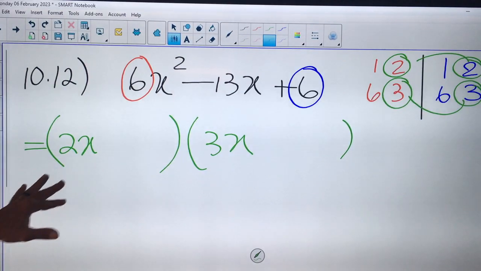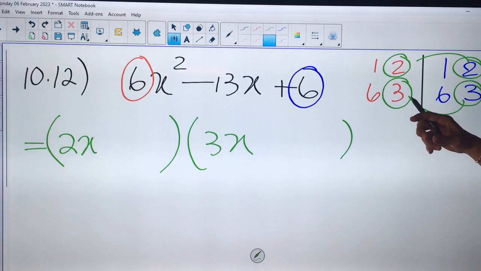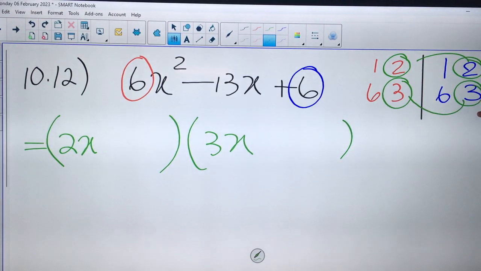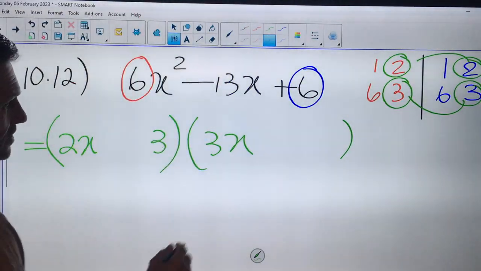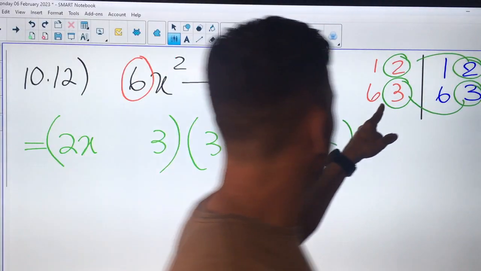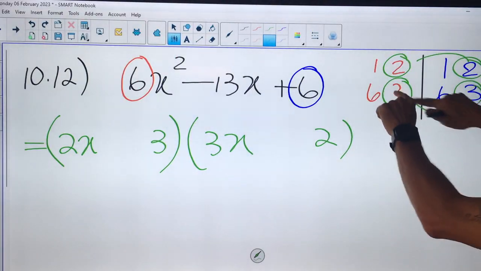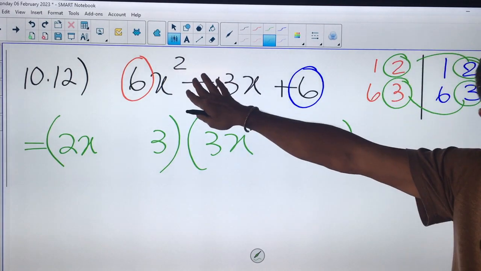So how did I get the combination that I was looking for? Check the board. I multiply 3 to 3. That means that the other 3 cannot be in the bracket where the 3 is already. So that 3 goes there and the 2 goes there. So the reason why, to get to 13, I have to have 3 times 3 plus 2 times 2, and that gave me the 13.